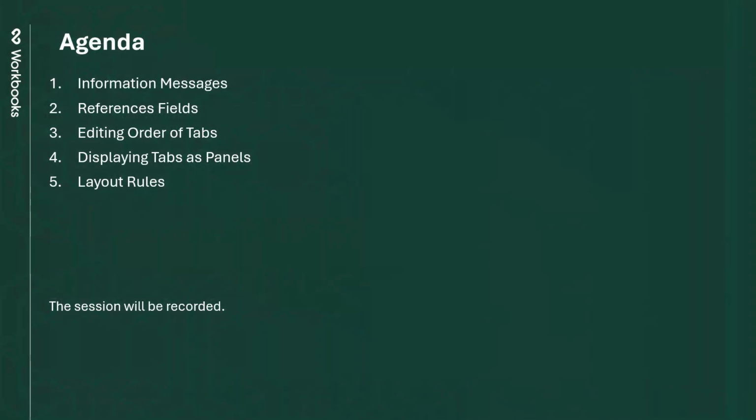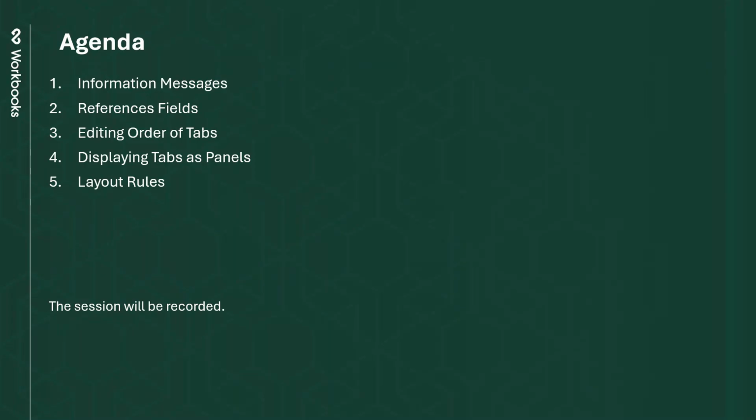So for today's webinar, in part 2 of this form layout session, we're going to go a bit deeper into form layout configuration and look at ways to make your form layouts even smarter and more dynamic. First, we'll look at information messages. These allow you to display relevant and useful information directly next to fields on a layout. They are great for adding guidance, reminders, or important context for users while working on a record.